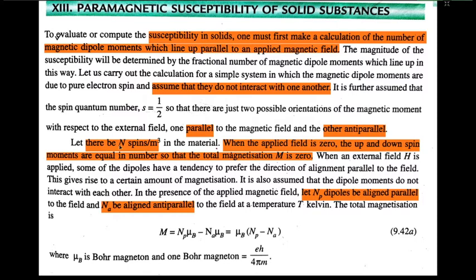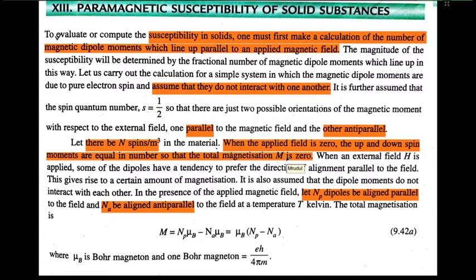So let us assume that we have n number of spins per meter cube. Remember that n is now not the available number of atoms, but the available number of spins per meter cube. We are restricting n as spins, so this has to be remembered. Okay, so assuming that in the absence of an external magnetic field, the magnetization will be zero. Now what is magnetization?